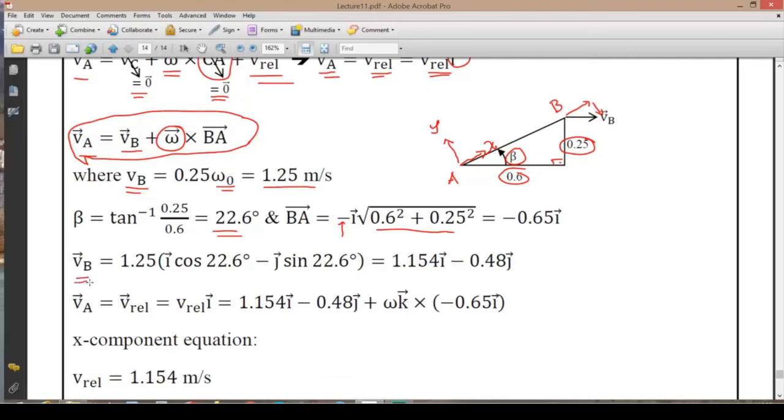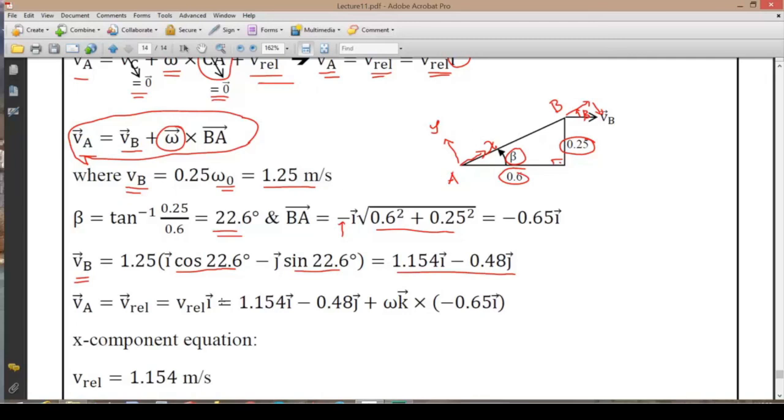Then velocity of B is calculated by using this magnitude of the velocity, and its resolution is based on this beta angle. This is the beta angle, by the way, shown here. That's the beta angle. Cosine of that will be in the x direction. Sine of that will be in the negative j direction, negative y direction. So cosine beta in the positive I direction, sine beta in the negative j direction, and this is the resolution of the velocity of B point with respect to our selected plane.